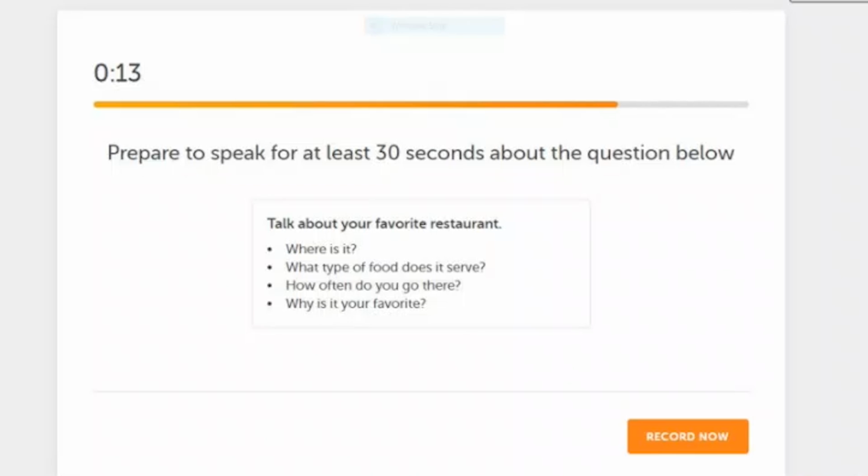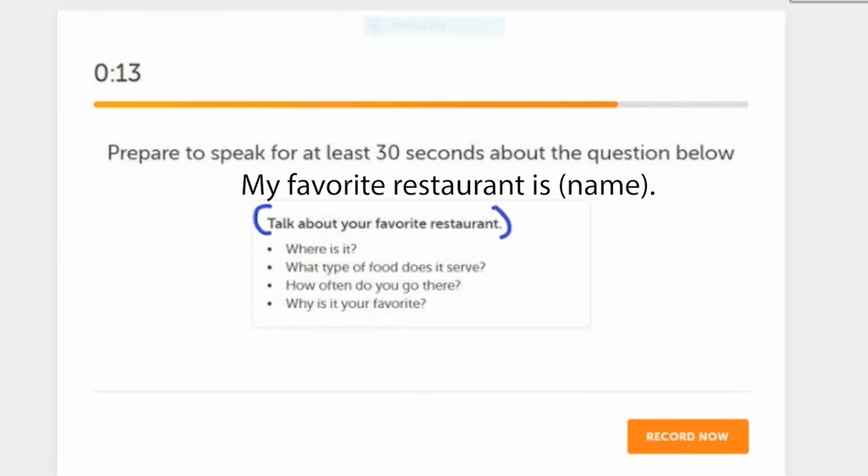Talk about your favorite restaurant. Okay, your topic is your favorite restaurant. So a simple but good topic sentence would be, my favorite restaurant is, and then name the restaurant. Okay, these are your guiding questions. Make sure you answer these during the course of your response. The important thing to remember is to stay on task. Don't go too far off, and make sure you are addressing the question being asked.